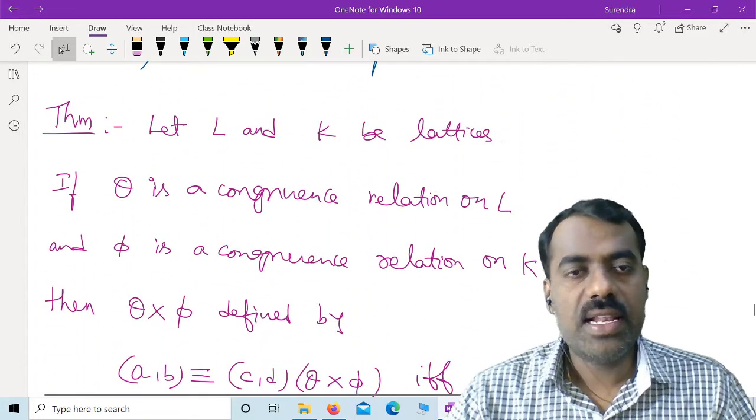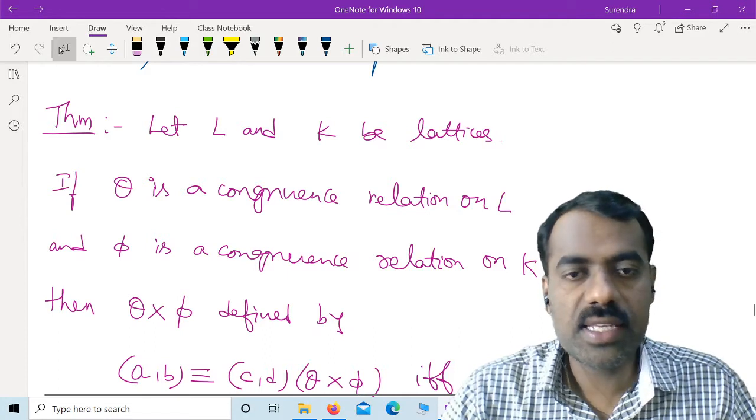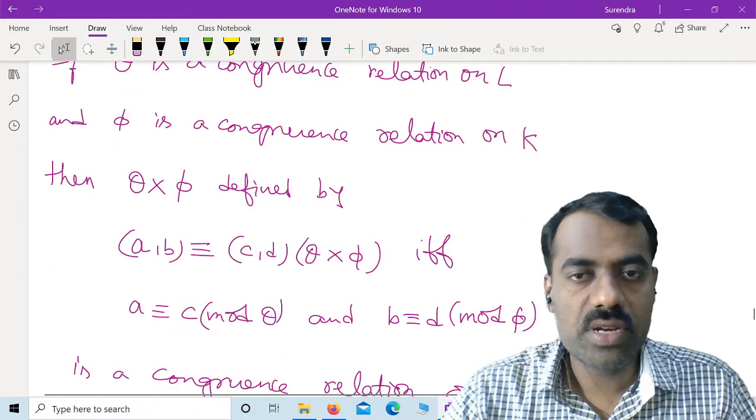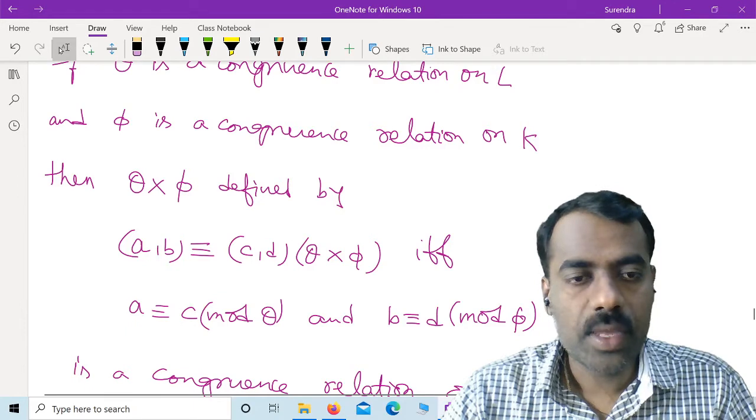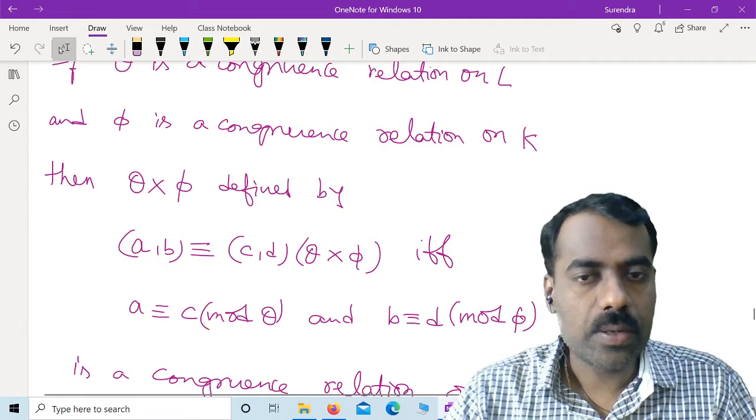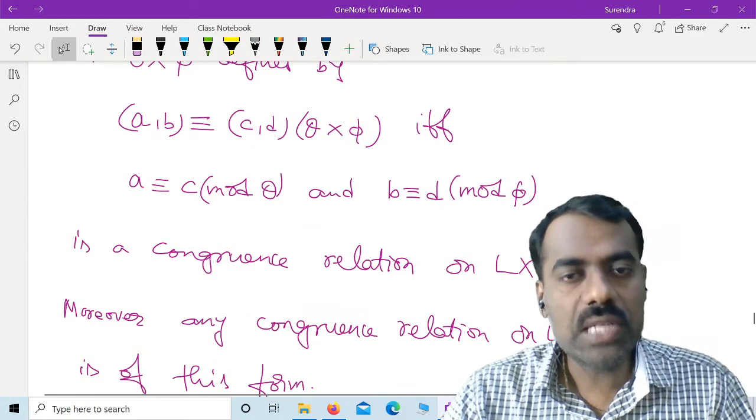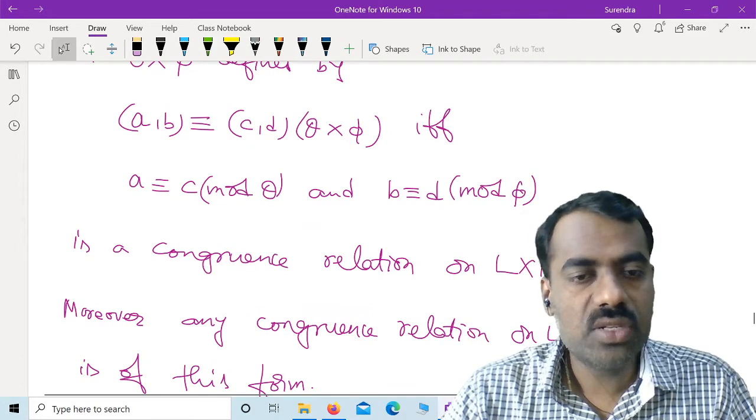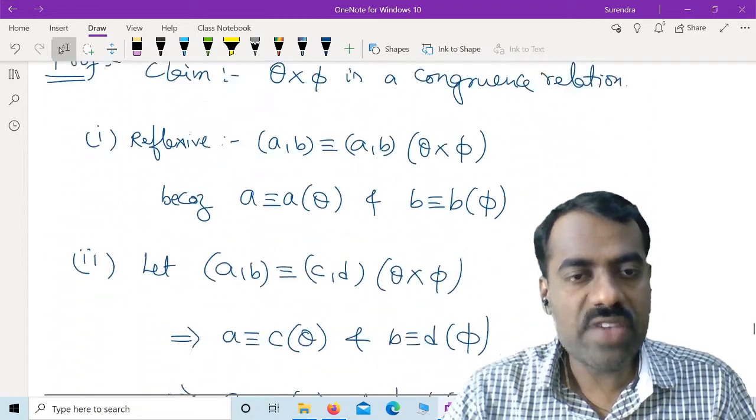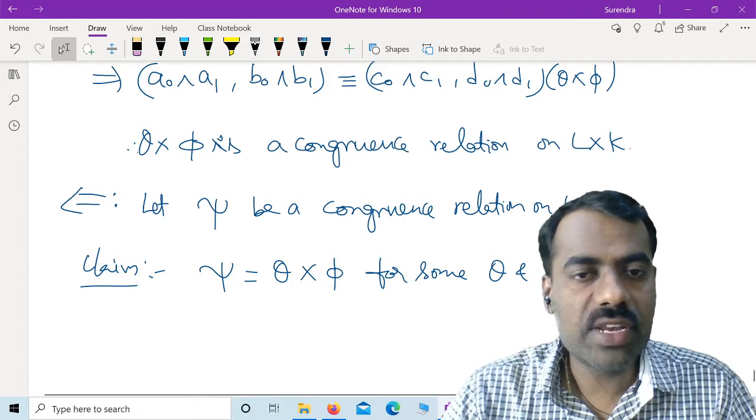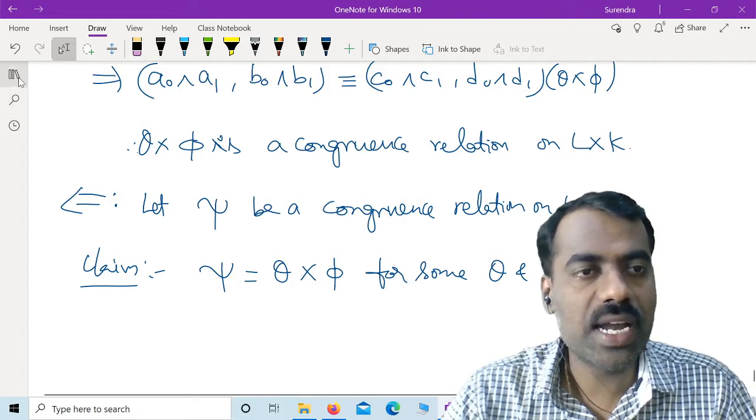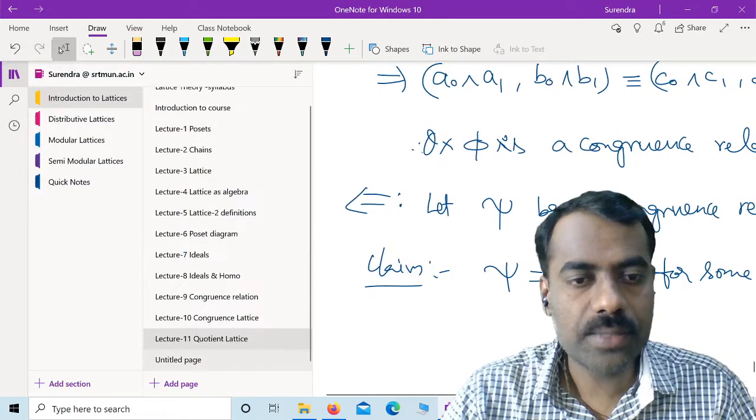If L and K are lattices and theta is a congruence relation on L and phi is a congruence relation on K, then theta cross phi we have defined as (A, B) is congruent to (C, D) in this theta cross phi if and only if A is congruent to C modulo theta and B is congruent to D modulo phi. Not only that, conversely any congruence relation on L cross K should be of this form. One way we have proved, and we want to show that whenever we have a congruence relation, it is of this form for some theta and phi. That we will see in today's class.